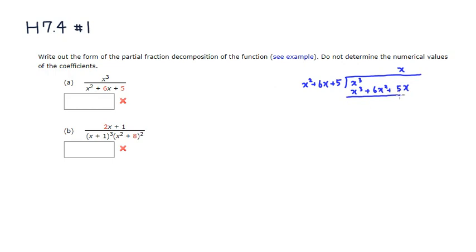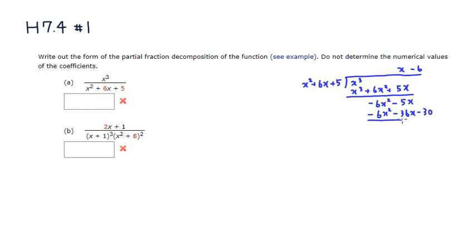Then go through the subtraction. x cubed minus x cubed is 0, 0 minus 6x squared is negative 6x squared, and 0 minus 5x is negative 5x. Then we ask ourselves, how many x squared can we squeeze into negative 6x squared? That will be negative 6. Negative 6 times x squared, negative 6 times 6x is negative 36x, and negative 6 times 5 is negative 30.